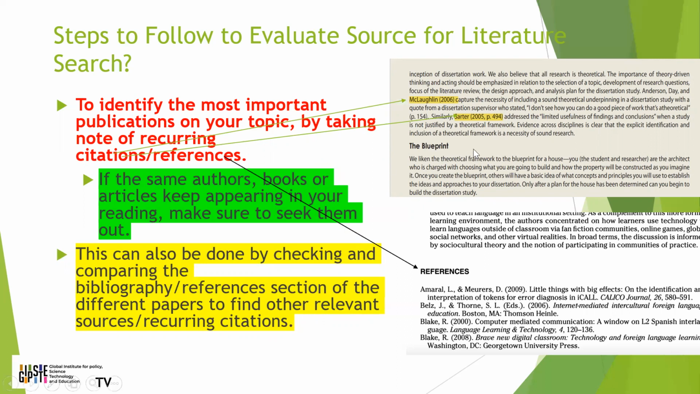So whenever you are reading an article, you need to take note of all the in-citations. If you look at this, the McLaurin 2006 and that of the Sutter 2005 page 494, they are all in-citations. So you keep note of all these things and you compare them across the different articles that you download to see those that are recurring. Those that reoccur, it means that they are critical in your field, and you need to make sure that you include them in your literature.